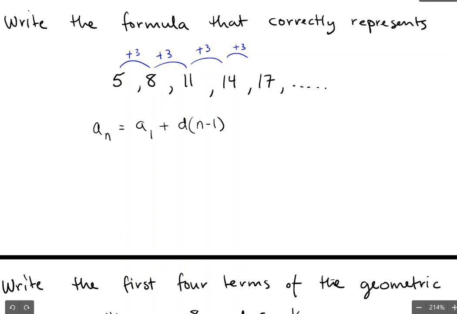Now I'm going to give everybody a moment to attempt on their own paper. What is our common difference? What is our first term? And then we'll have this formula written down. Now our common difference is 3, because we add 3 each time to get to the next value. Our first term is the first term listed, 5. So we have our general formula, a sub n is 5 plus 3 times n minus 1.